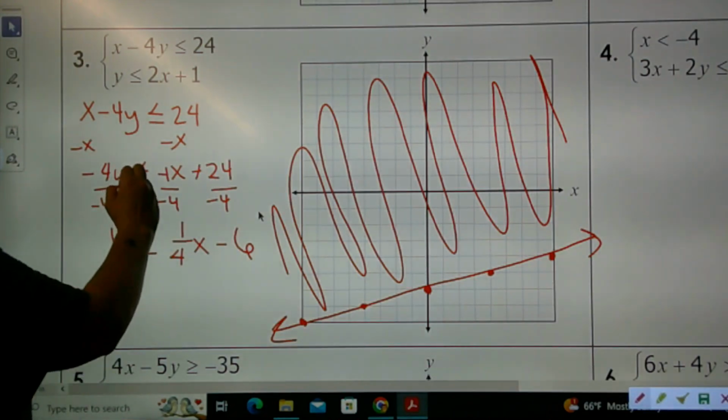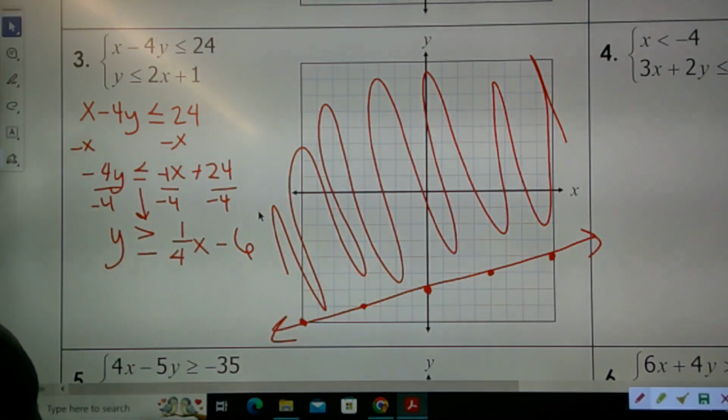But see, if I hadn't remembered to flip the symbol, I would have shaded the wrong side. You have to be careful. Slow down. Follow the steps.